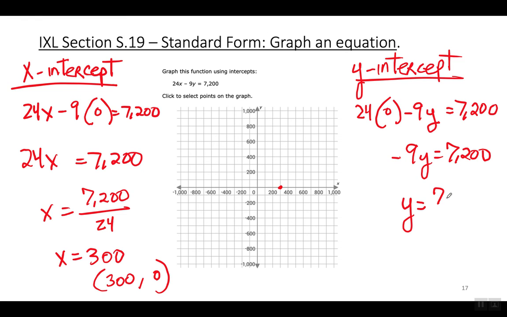So y is going to equal 7,200 divided by negative 9. So y is going to equal negative 800. So that means that when x equals 0, y equals negative 800.